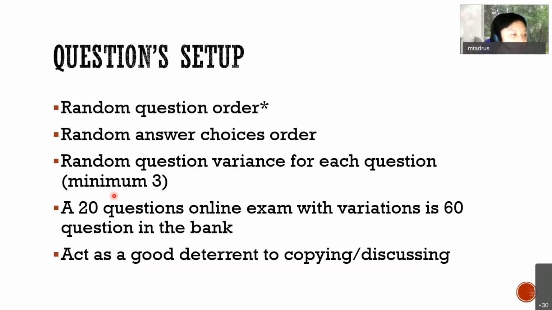So for a 20 question online exam, as an example, with variation we'll have 60 questions in the bank. So you have to create 60 questions, and then one particular student will encounter 20 of the questions. This will act as a good deterrent to copying and discussing. Later on we will try to set up this question.